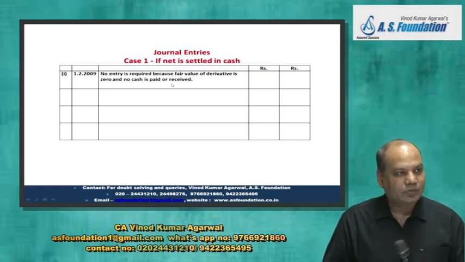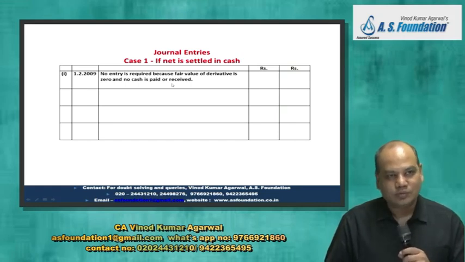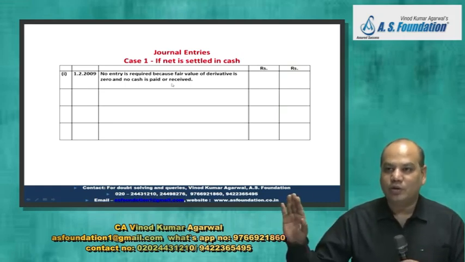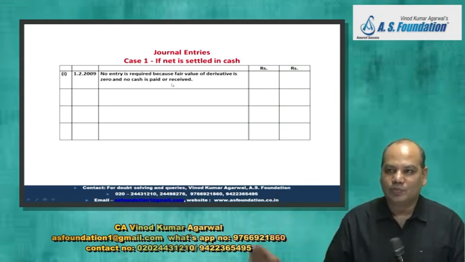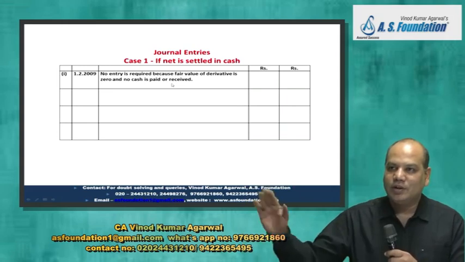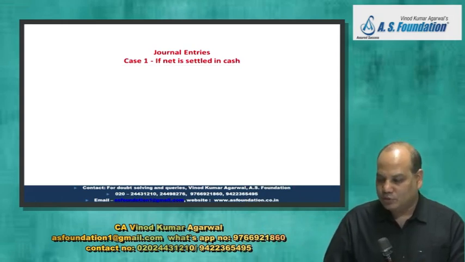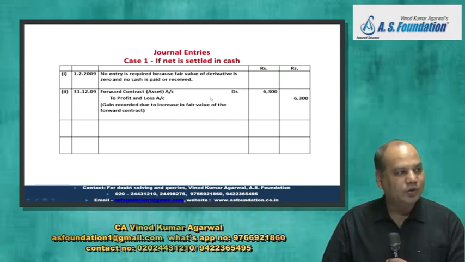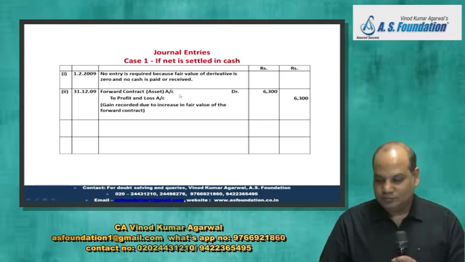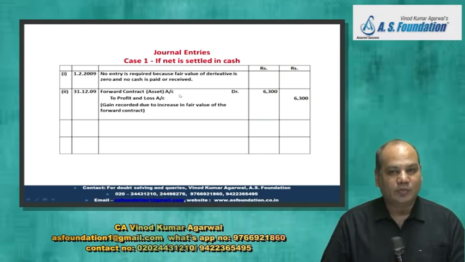6,300. But entry. Derivatives are recognized at fair value and change in fair value is transferred to profit and loss account. So first of all, am I gaining or losing? Gaining. From 0 to plus 6,300 is gain. So P&L account will be credited. And debit, you can give a name to the account: future account, forward contract account. In the exam, suppose your mind is blank, write derivative account.